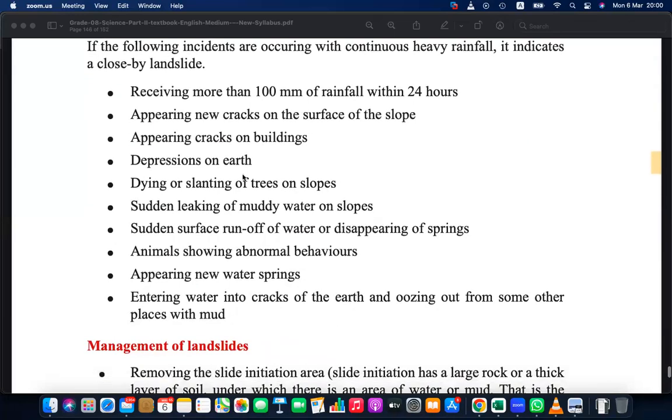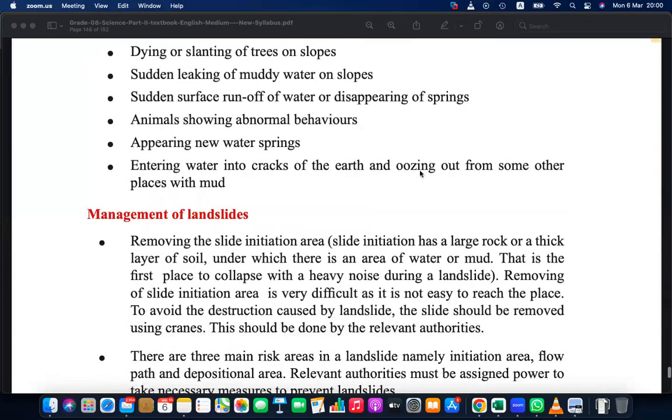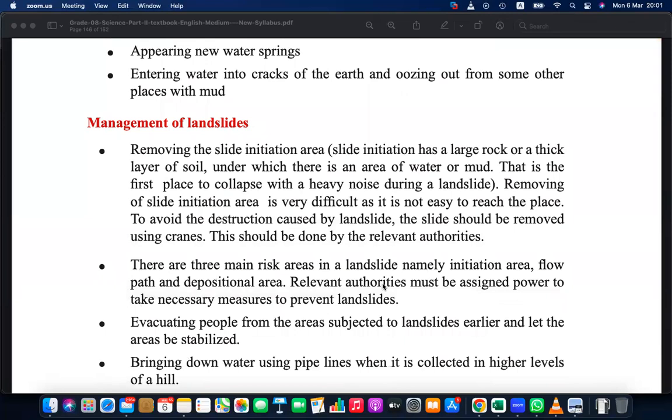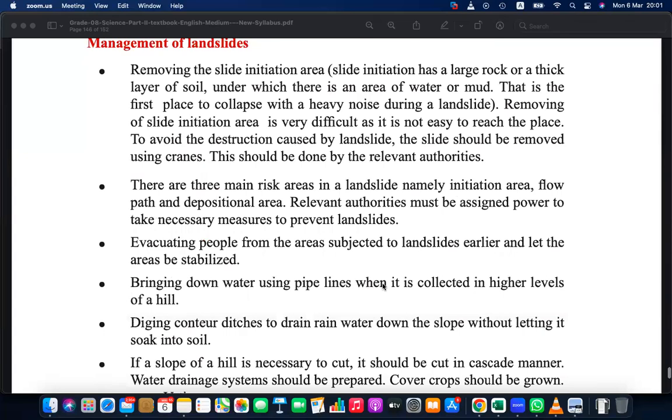If a previous landslide occurred in the particular area, people need to be moved away. If the Geological Survey and Mines Bureau recognize a potential landslide, they will move the people from the risk area. That is done by the government. When there is rainfall, they are moved, and the initial slide area is removed and the water brought down using pipelines.